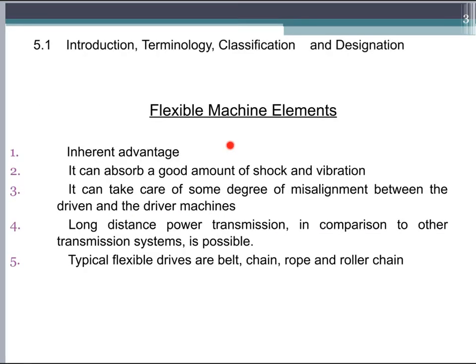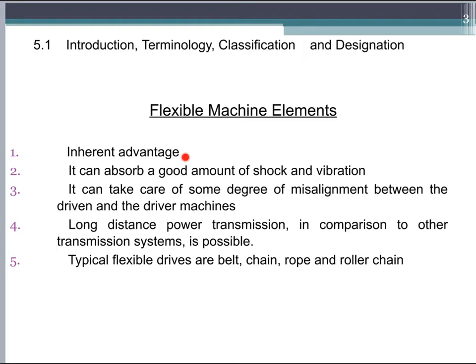Before this, we have already seen several types of machine element like the power screw and shaft. All of those machine elements are rigid machine element types. There is another type of machine element we call a flexible machine element. When we talk about flexible, there are some advantages to it.